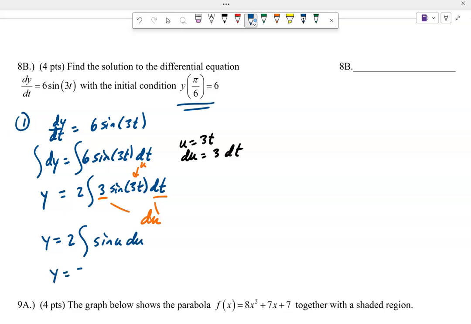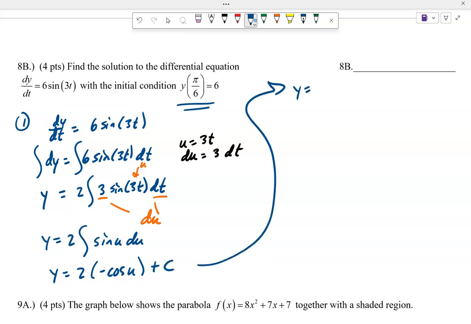So now we can run the integral. The integral of the sine is negative cosine of u plus c. So y equals negative 2 cosine of u. Go ahead and put our u back in, 3t plus c. That's number one. So we have this in terms of c. So it could be a variety of functions because I don't know what my constant is right now. But I'm going to use the initial condition there.